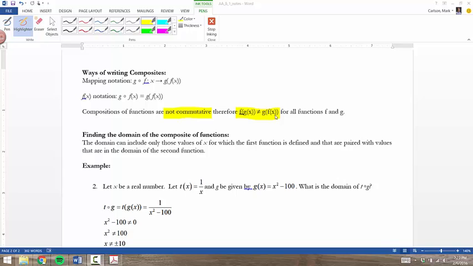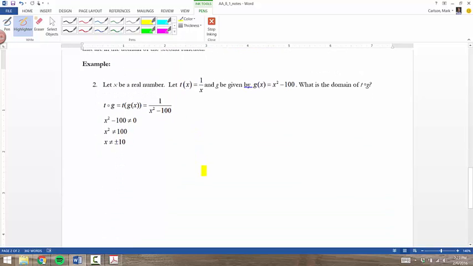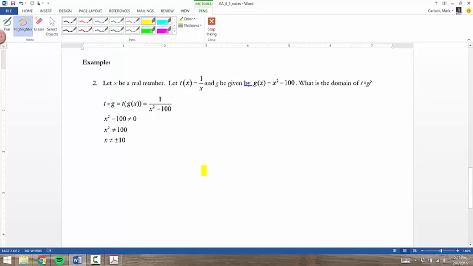Okay? Now, the last thing I want to do is think about finding the domain of a composite of functions. And what you can do is think that the domain can include only those values of x for which the first function is defined and that are paired with values that are in the domain of the second function. So let's take a look at an example of what I'm talking about here. That's a little bit confusing, but I think when you see the example, it's a little bit easier to work with.